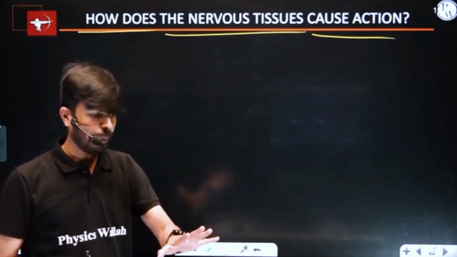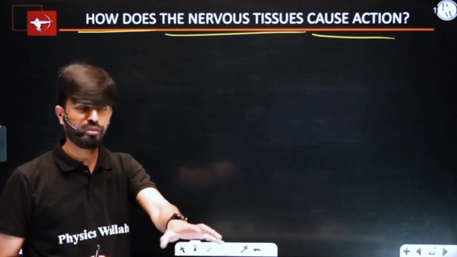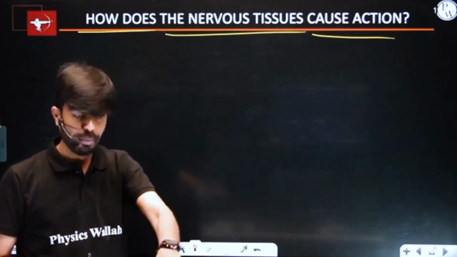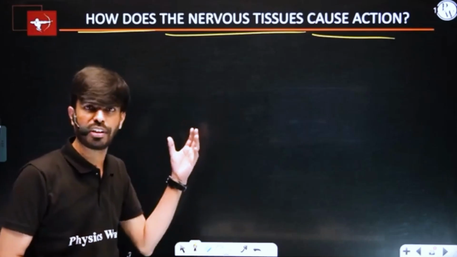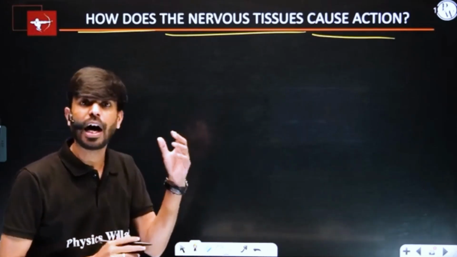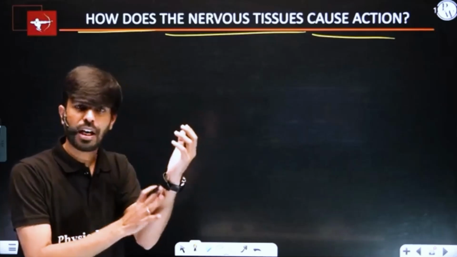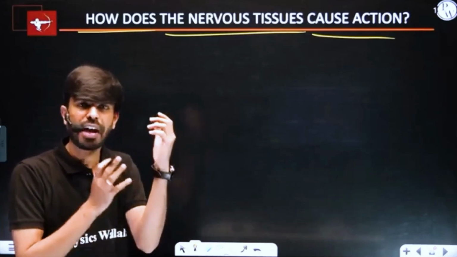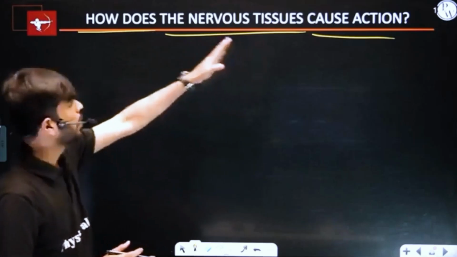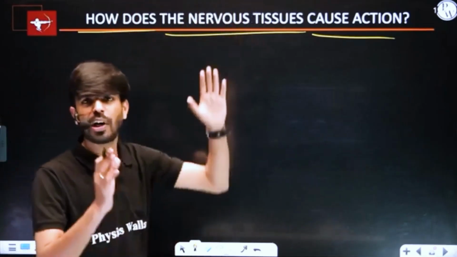For example, a flame is there. If I am touching the flame or any other hot surface, I just move my hand away from that hot surface. That means it must move in a particular direction. But how do our muscles, our glands, our effectors show the responses? How does the nervous tissue cause an action?